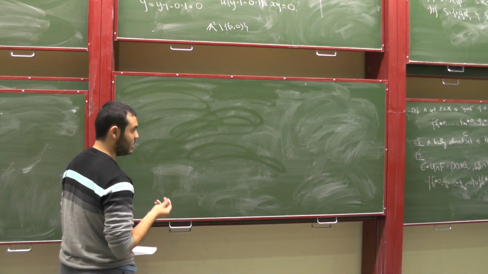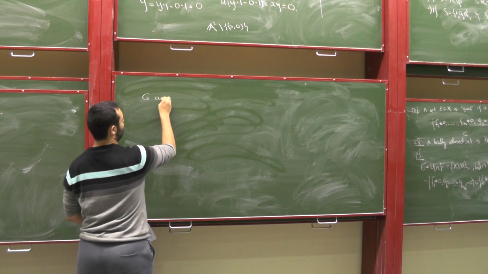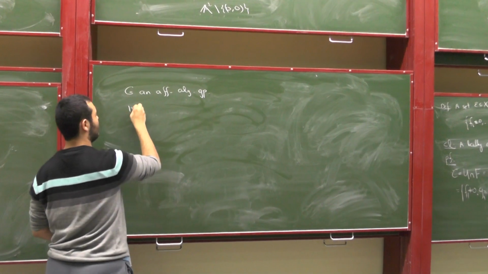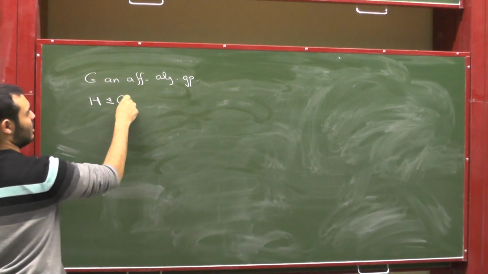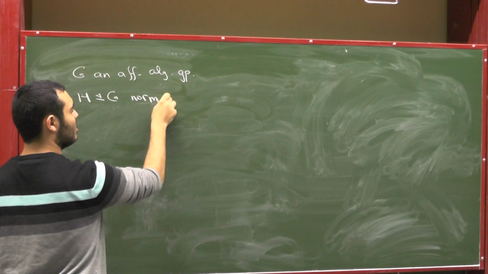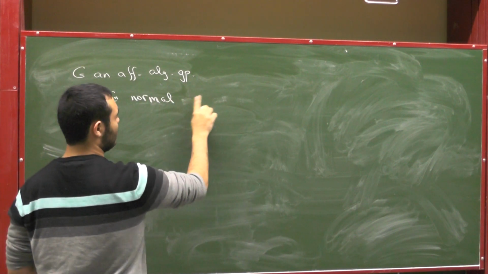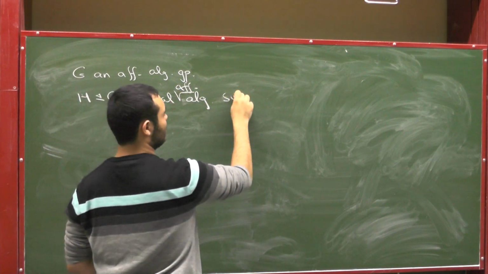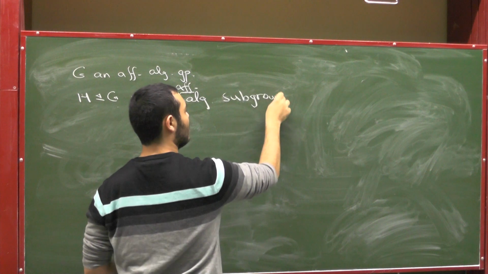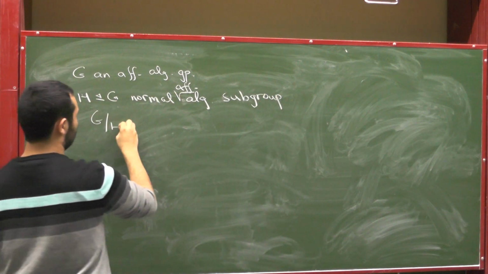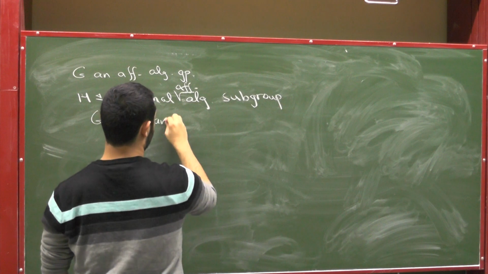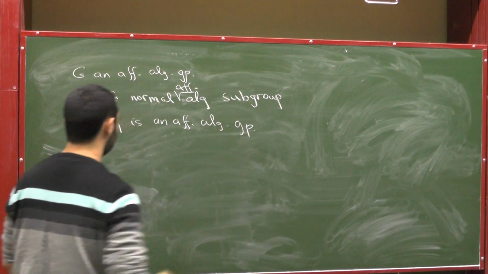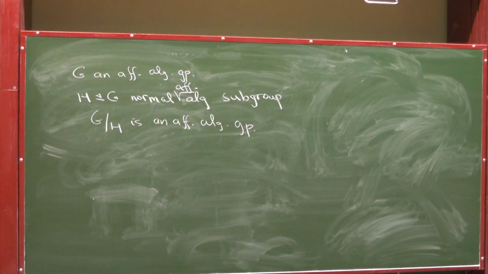So we saw today that if G is an affine algebraic group, and H in G is a normal algebraic subgroup, an affine algebraic subgroup, then G mod H is an affine algebraic group. So this is not so obvious.